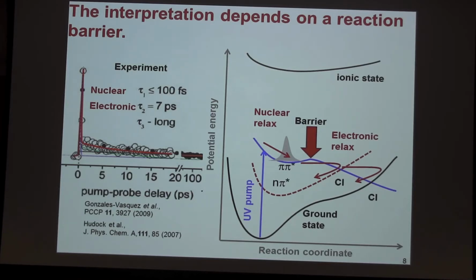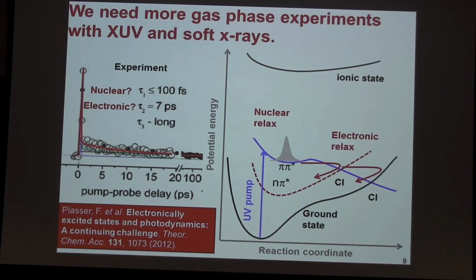So that's a weird situation, and one that we're not very happy about, and it seems to be a very general situation. And I found a paper here by the group of Lischka that summarizes this trend very well. It is titled Electronically Excited State Photodynamics, a Continuing Challenge. It's still a continuing challenge. And that is mostly because of 2 reasons.